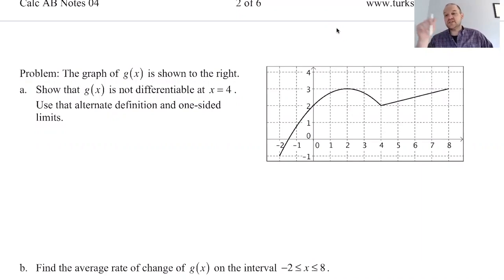All right. So we're going to start with a question, and it says, graph of g of x is shown. So this is a graph of g, not g prime. G prime and f prime, first derivative, is the most common graph that you will be given, but not in this case. Show that g of x is not differentiable at x equals 4. Okay, how are we going to do that? Use the alternate definition. In my mind, the alternate definition is the one where the limit is as x approaches a, because the limit with h is just so much more common. Use the alternate definition and one-sided limits. Okay, let's go for it.